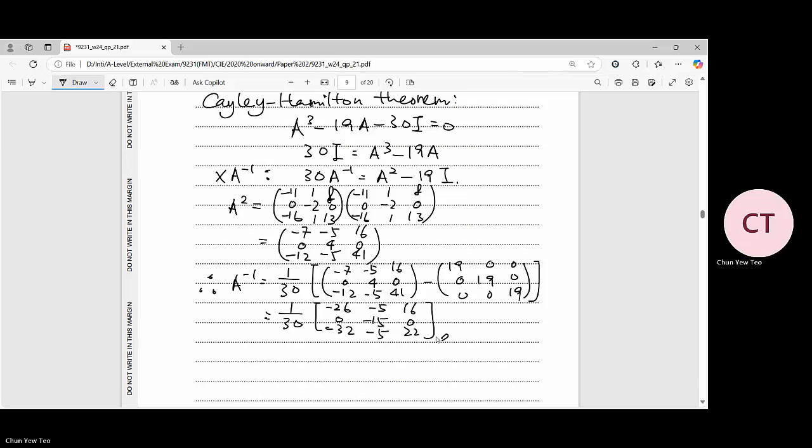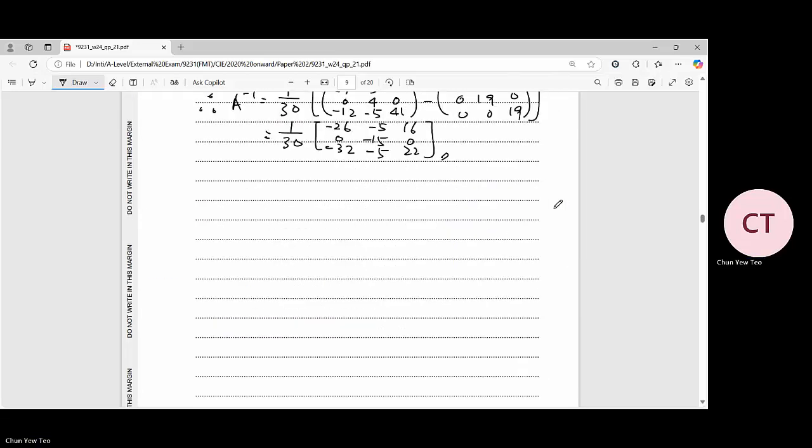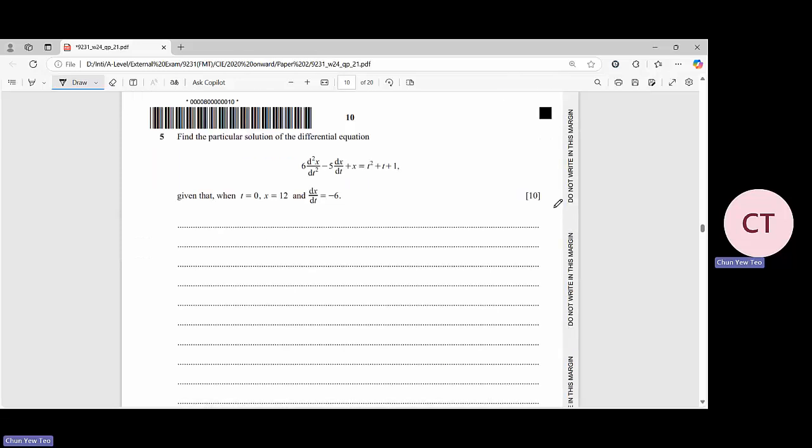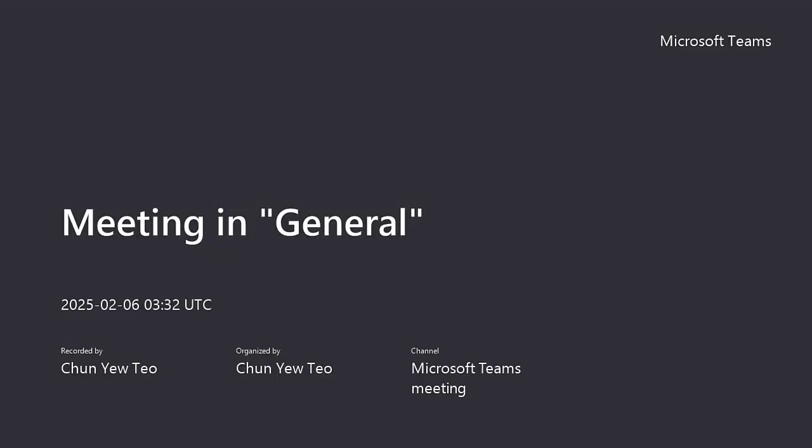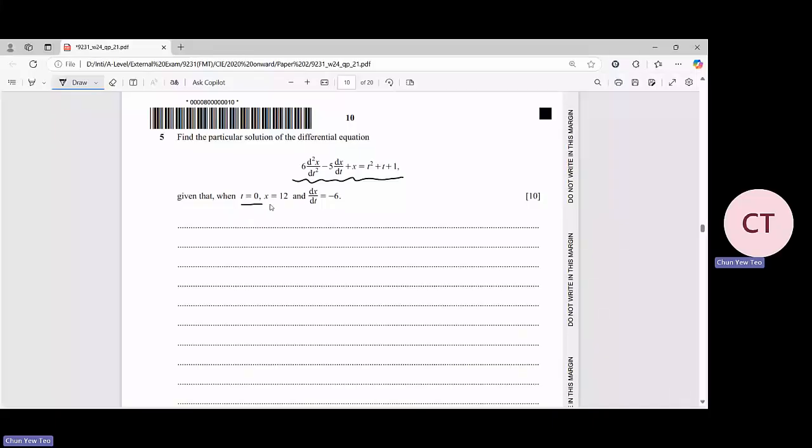Okay, so let's move on. Now we go on to question number 5. Given that when t equals 0, x equals 12, and dx/dt equals negative 6. So what we need to do is first write the auxiliary equation, AE, which becomes 6m squared minus 5m plus 1 equal to 0.